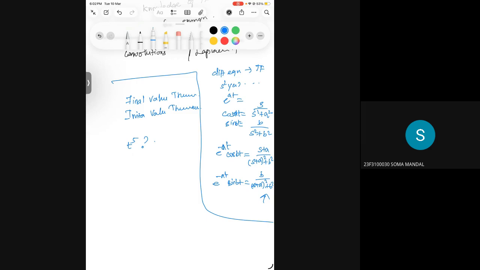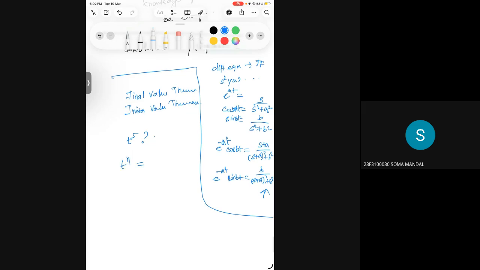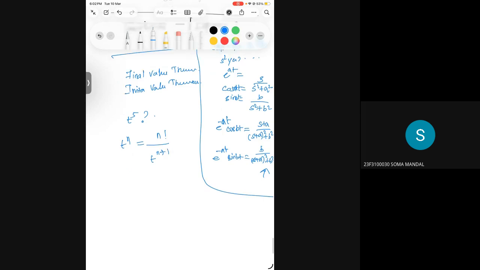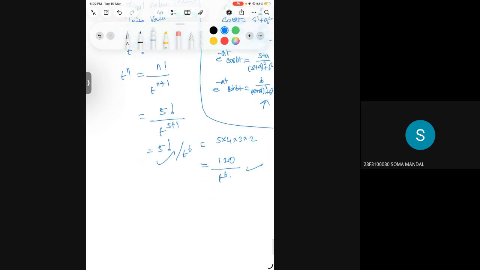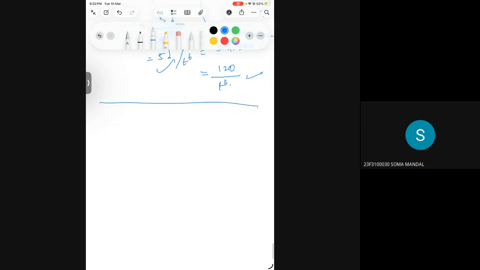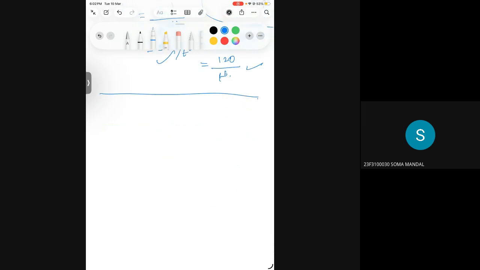Okay, fine. So for t power n, the Laplace transform is n factorial divided by s power n plus 1. So 5 factorial divided by s power 5 plus 1, which is 5 factorial by s power 6. 5 factorial is 5 into 4 into 3 into 2, which gives 20, 60, 120 divided by s power 6. Both are right. This is also right. Good.